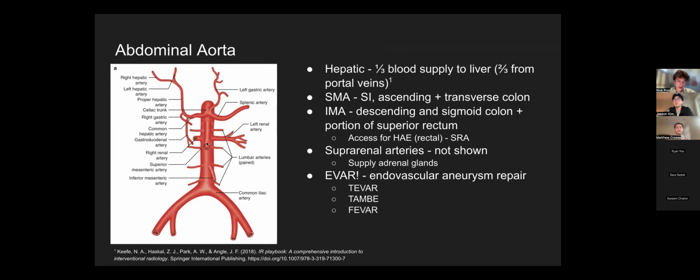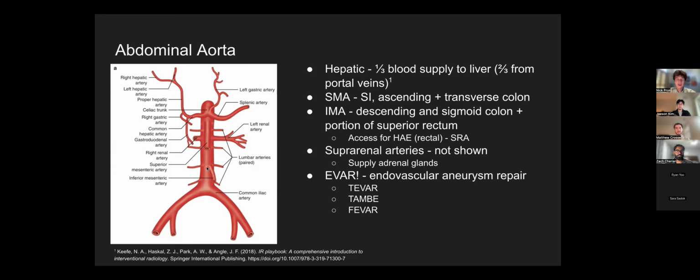And then below the SMA, you have the IMA, so the inferior mesenteric artery. This provides blood supply to the descending and sigmoid colon, as well as a portion of the superior rectum. This is an important structure to know if you're doing a hemorrhoidal artery embolization. It eventually branches off into the superior rectal arteries. And depending on what type of classification of hemorrhoids and where the patient's getting blood supply from for their hemorrhoids, this might be an area where you have to access.